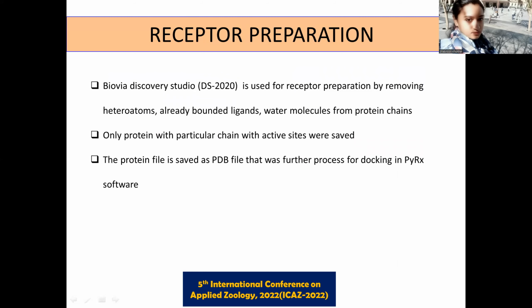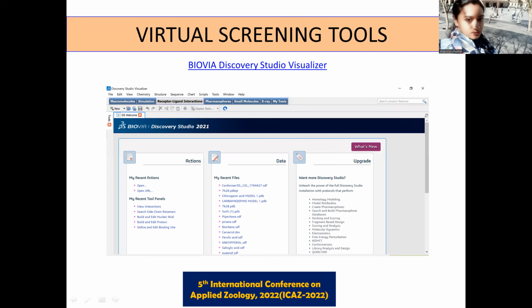For the preparation of the receptor, we use BioVia Discovery Studio, and in this software we remove the heteroatoms, bonded ligands, and water molecules from the protein chains. Only the protein with the particular chain and active site was saved in the form of a PDB file, and this is the Discovery Studio Visualizer software.